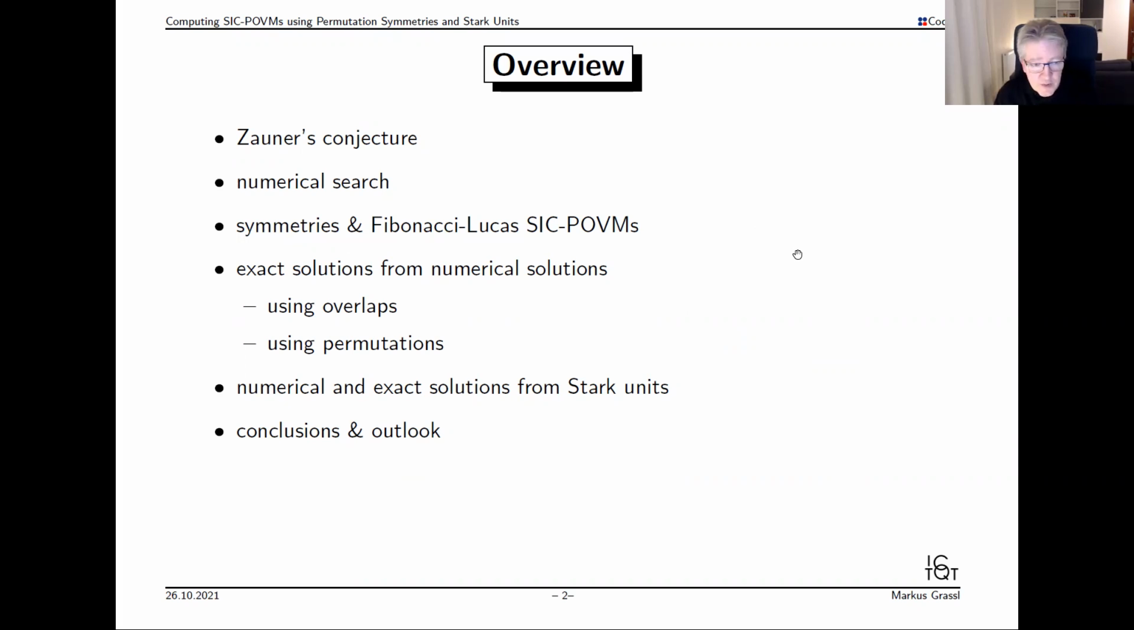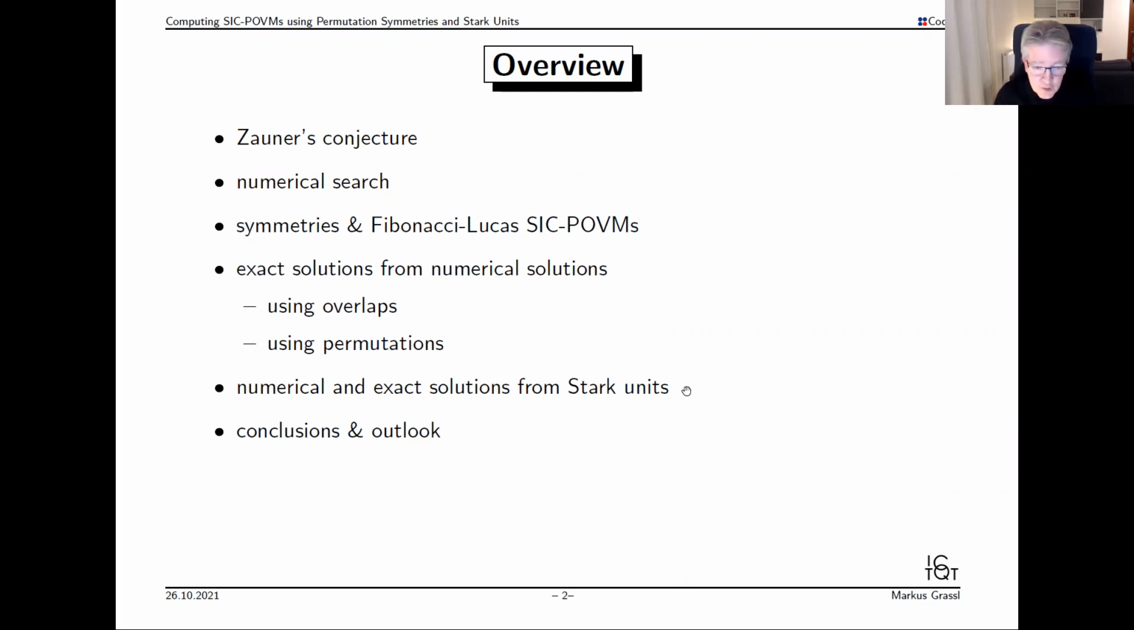And then we are switching gears and start with our numerical solutions and try to get exact ones from them. There are essentially two methods. The one is based on overlaps. That works by others. And then what I discovered was that we can use permutation symmetries and get much further than that. And then taking those solutions, actually in the end, we found that we can take Stark units. I will briefly tell you what they are in the talk and get directly to compute solutions.